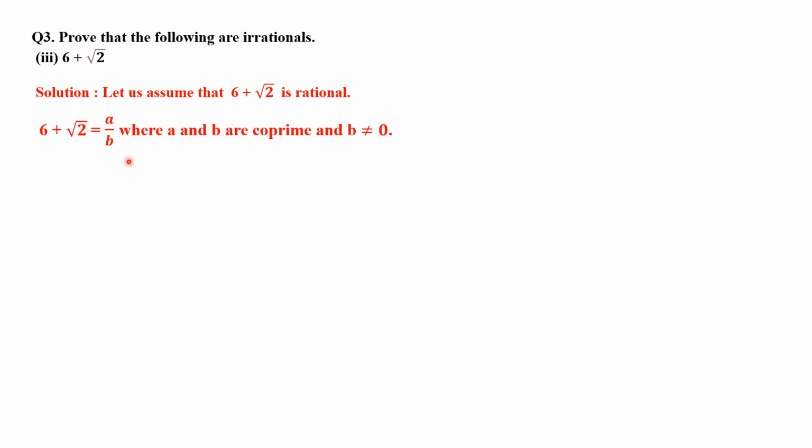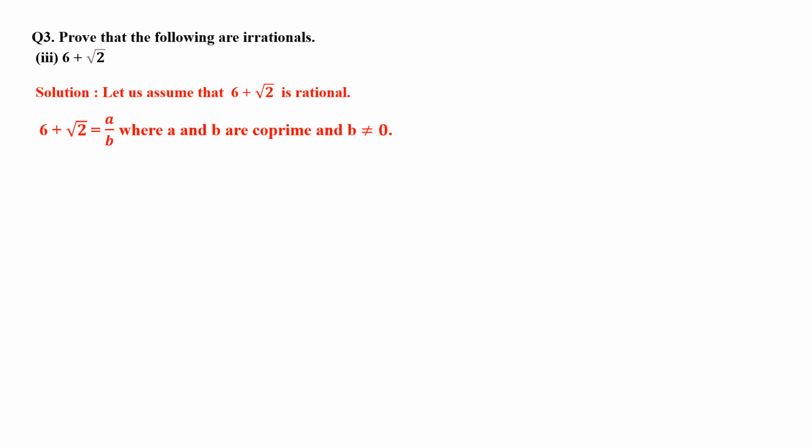Now this is the last question of this exercise. You have to prove that 6 plus root 2 is an irrational number. So again I am going to assume that 6 plus root 2 is a rational number. So it means I can write it in the form of a by b, where a and b are co-prime and b is not equal to 0.